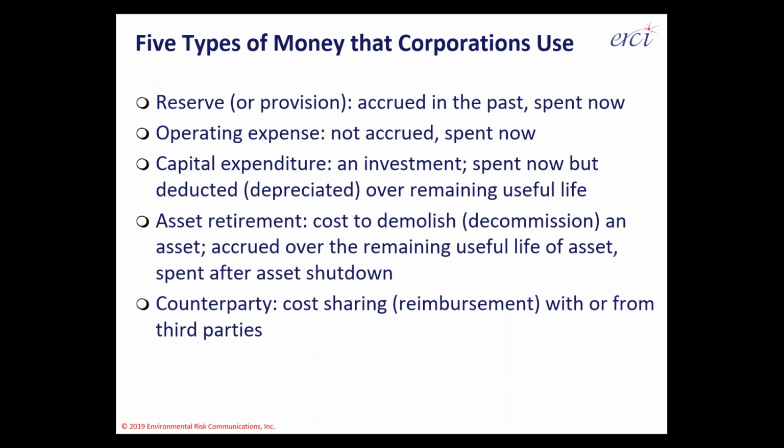This is just how income is booked by a corporation, whether it's for-profit or non-profit, on a quarter-to-quarter basis. The next type of money that's used out there, operating expenses that were not accrued for in the past, but are being spent now. So again, they're spent now and tax deductible now.